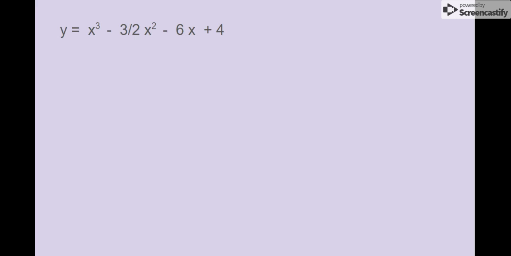So I'm going to look at an example here to start off with. Let's say for our example, we have y equals x cubed minus 3 halves x squared minus 6x plus 4. And that's our function we're looking at. To start with, much like we did before, we're going to want to find those extreme values.